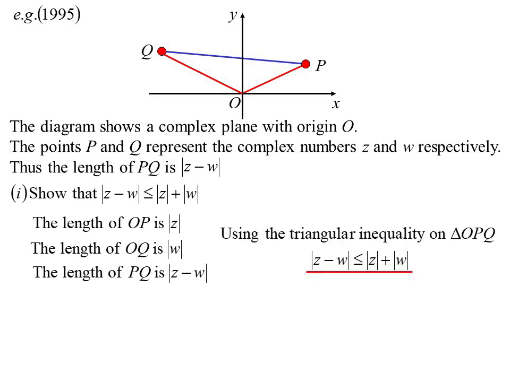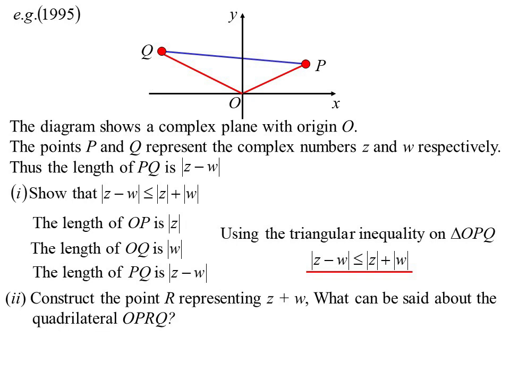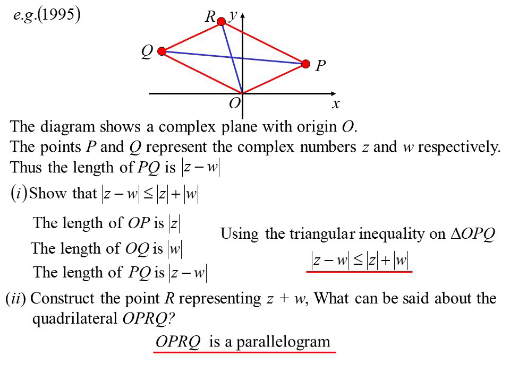I can simply say, using the triangular inequality, that modulus must always be less than or equal to the sum of the other two. Next, mark the point R representing Z plus W. Well, if I add them together, I would end up there. What can be said about this quadrilateral? It's a parallelogram, because we have vectors here. We know opposite sides are both equal and parallel.